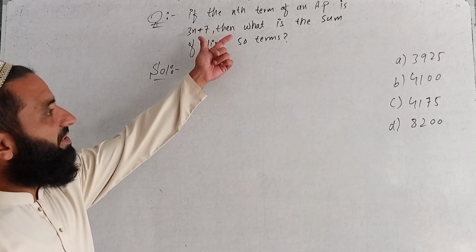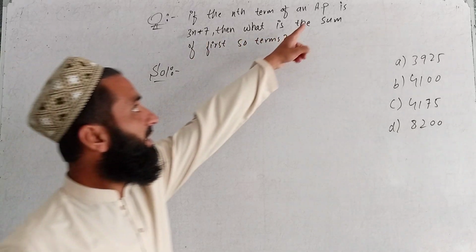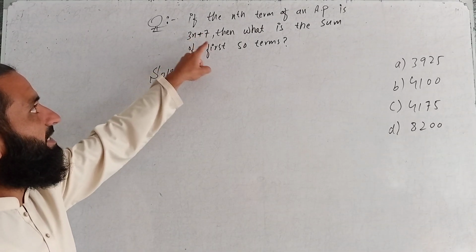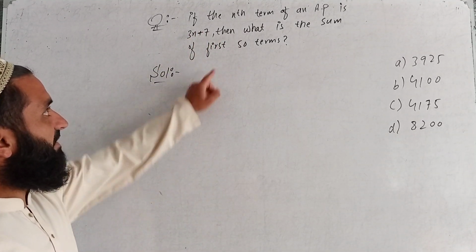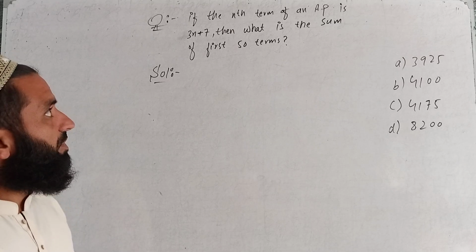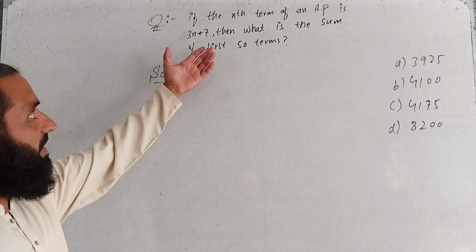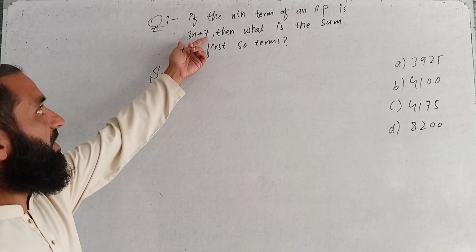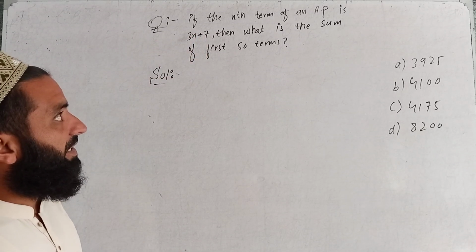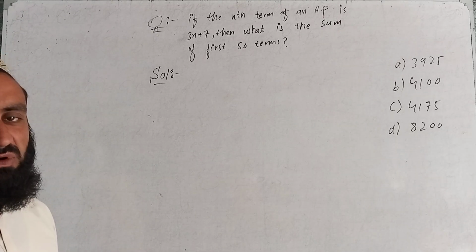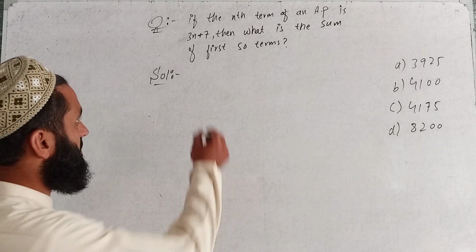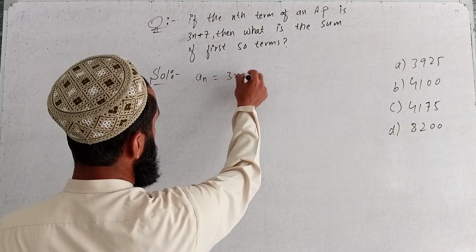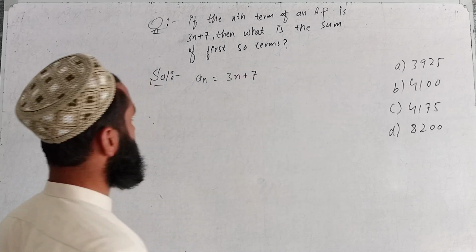If the nth term of an arithmetic progression, here AP means arithmetic progression, is 3n plus 7, then what is the sum of first 50 terms? So in this question, we have been given the nth term of an arithmetic sequence, which is aₙ equal to 3n plus 7. Then we have to find the sum of the first 50 terms. Given that aₙ equal to 3n plus 7.